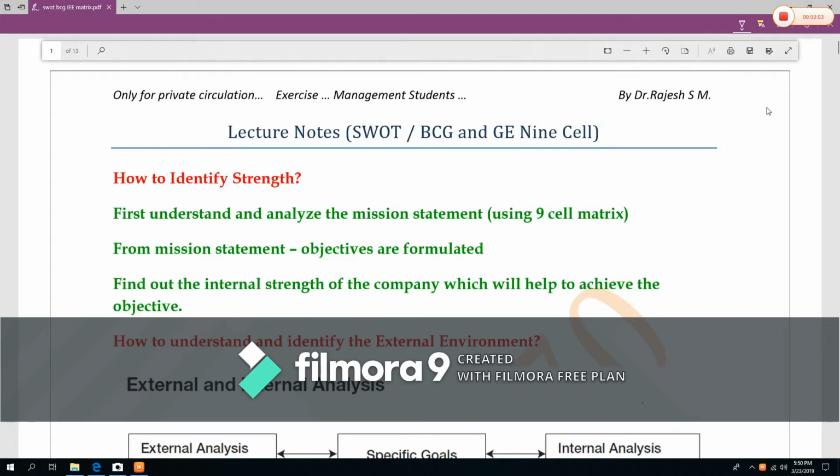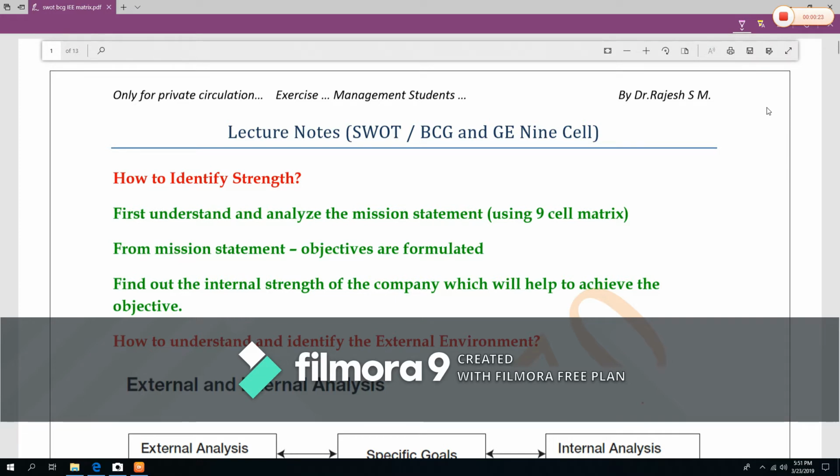Today we are going to discuss the SWOT analysis. The SWOT analysis is very simple, but as such it is very complicated and difficult to do. So let us understand the basic steps in the SWOT analysis. How to identify the strength? Most people fail to understand what their strengths are.